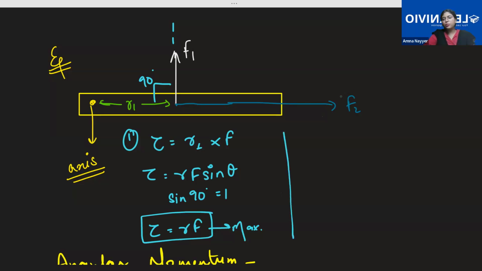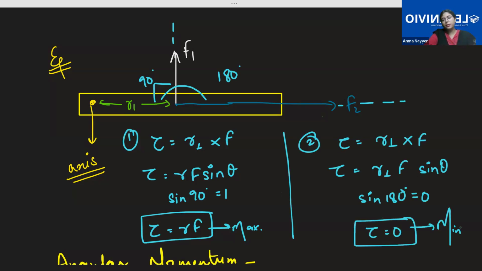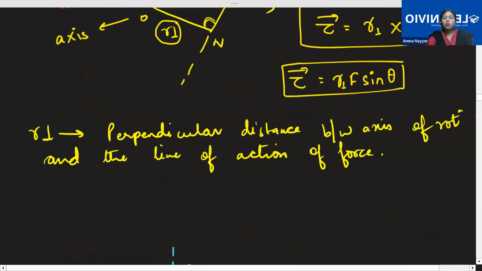Whereas if I take this F2, its line of action is this and the radius is also here. So this complete angle will be 180 degrees. So when I calculate R perpendicular cross F, that is RF sin theta, sin 180 degrees will be 0. So torque will be equal to 0. That is the minimum value. Okay, that is what is meant by torque. This is the formula of torque.